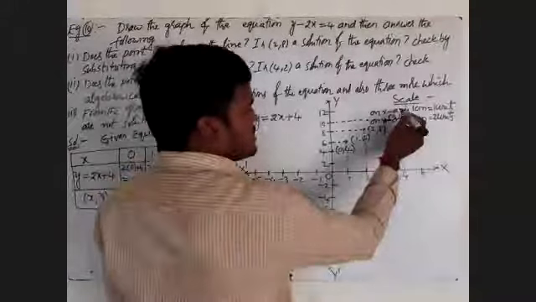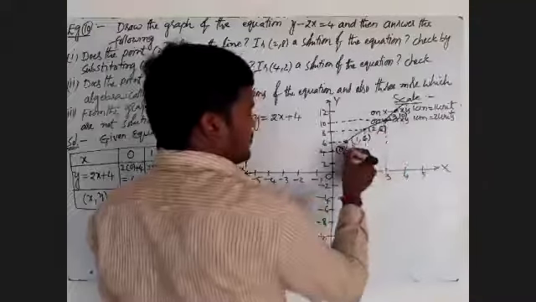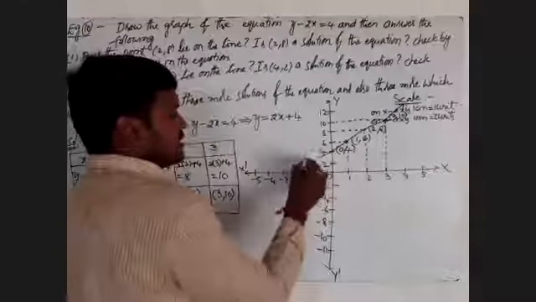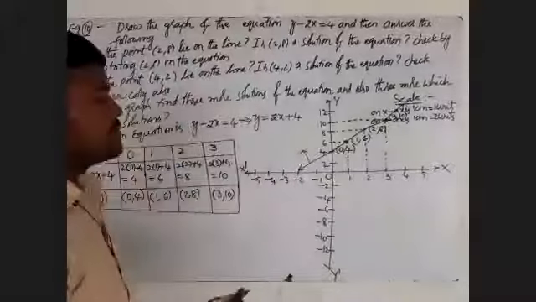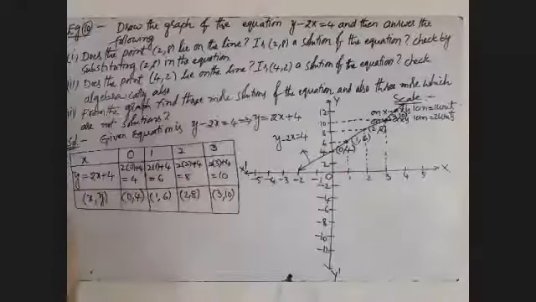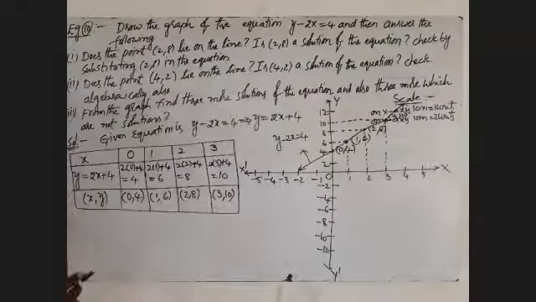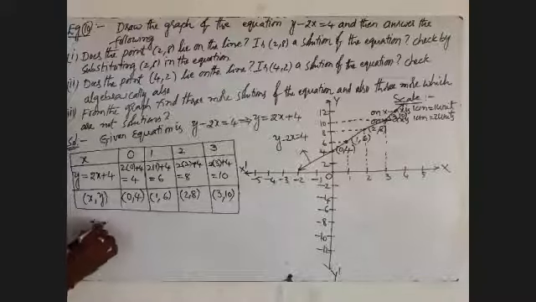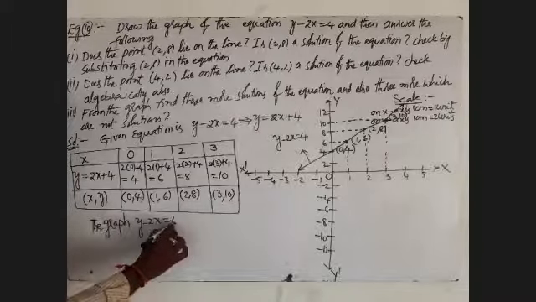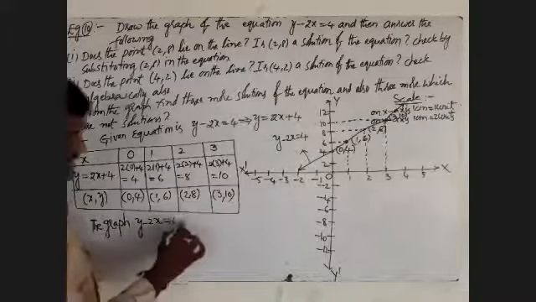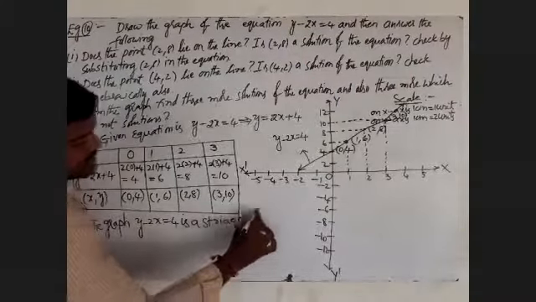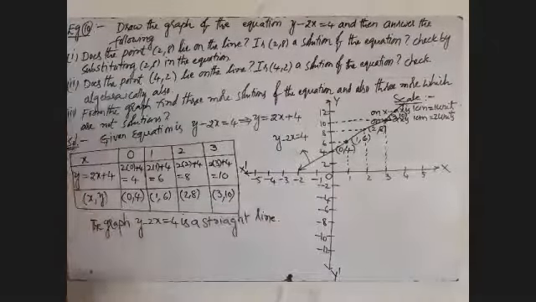Join all the points. What is the name of the given graph? This is y minus 2x is equal to 4. We'll observe the graph: y minus 2x is equal to 4 is a straight line. Hence the concept is completed.